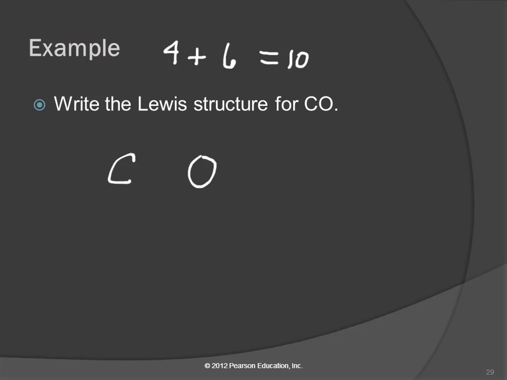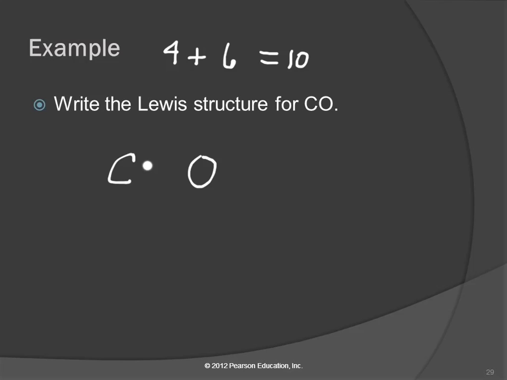One way to think of this is to think of these as being children and the electrons as being cookies. And they're going to have a party. Carbon brought 4 cookies and oxygen brought 6 cookies. You're the mom, and so you collect up all the cookies, and now we're going to share the cookies equally. The idea is to try to get everybody to have 8 cookies, but you might have to share a cookie with somebody else.